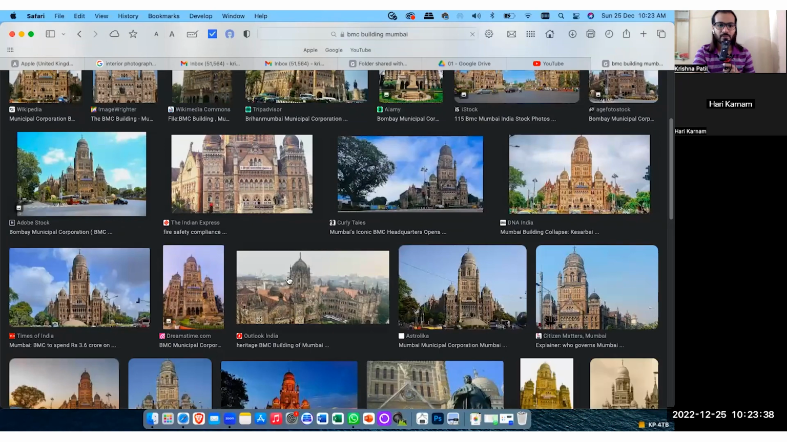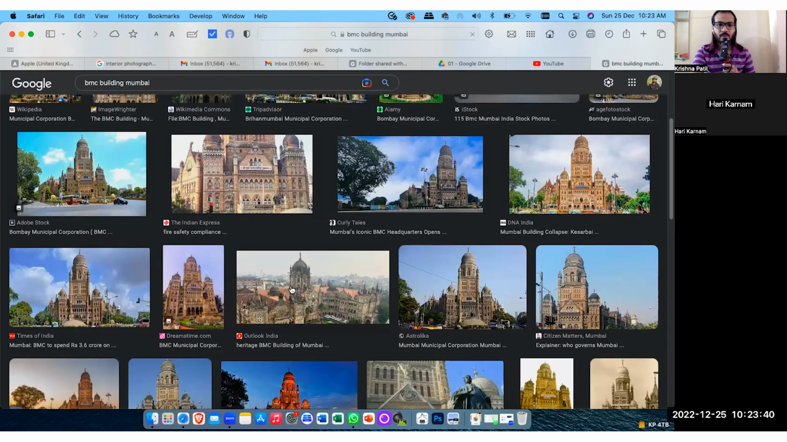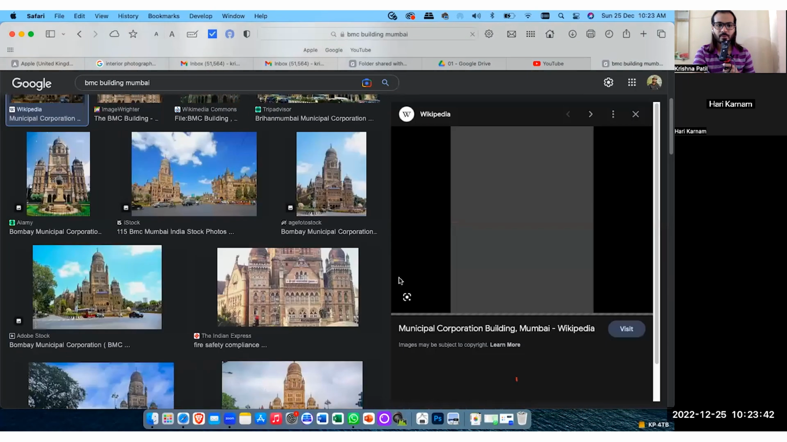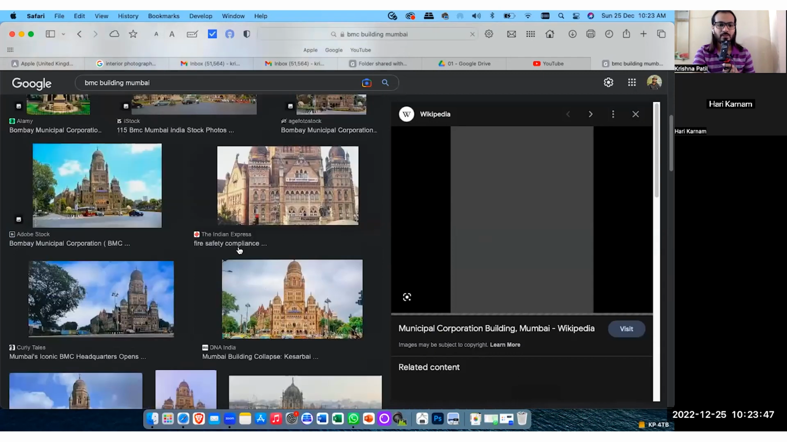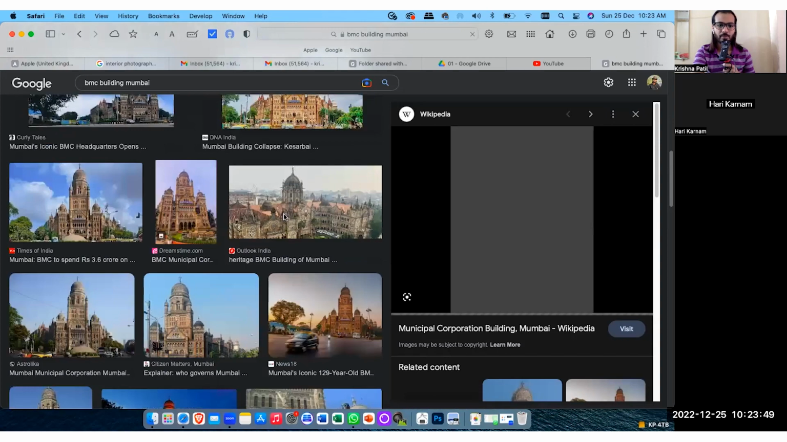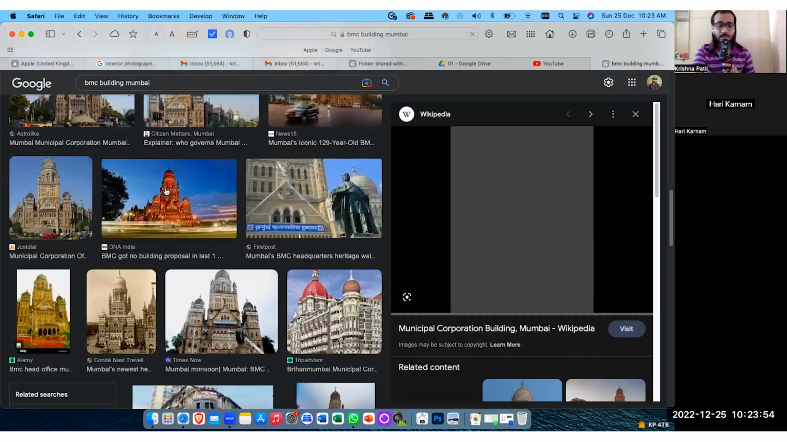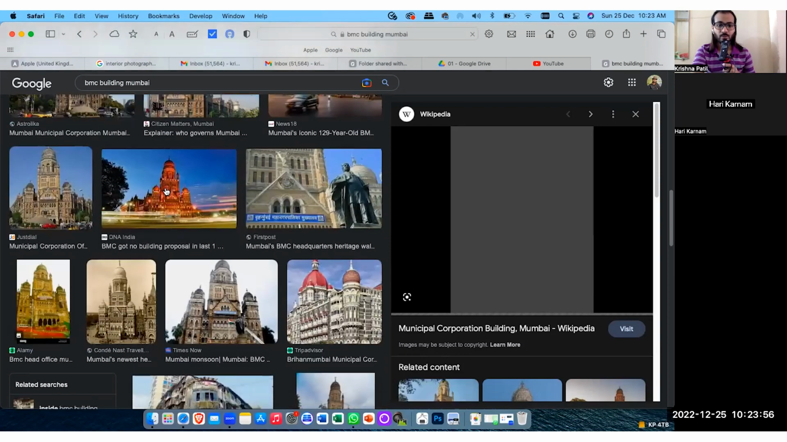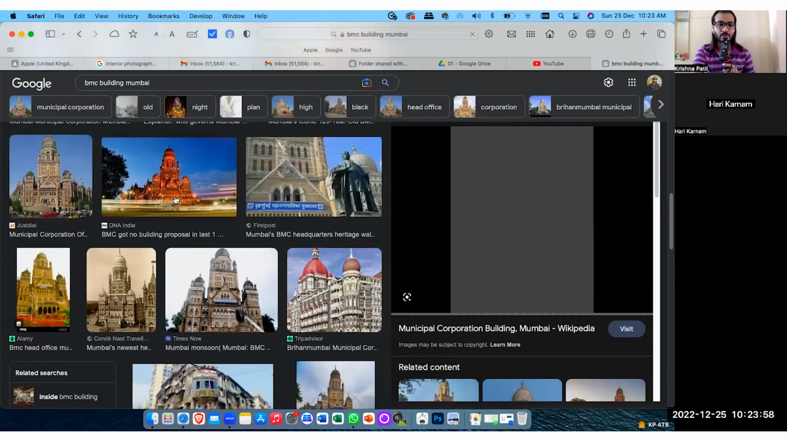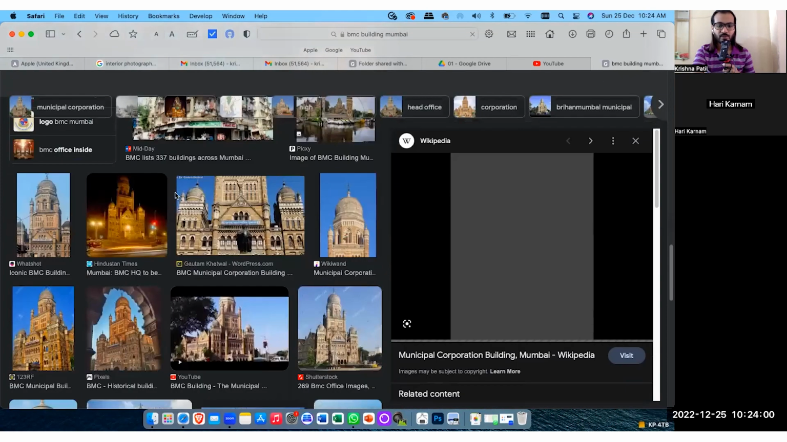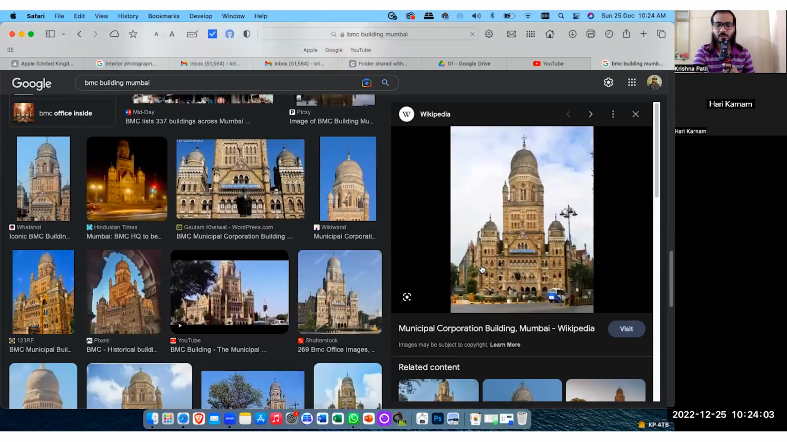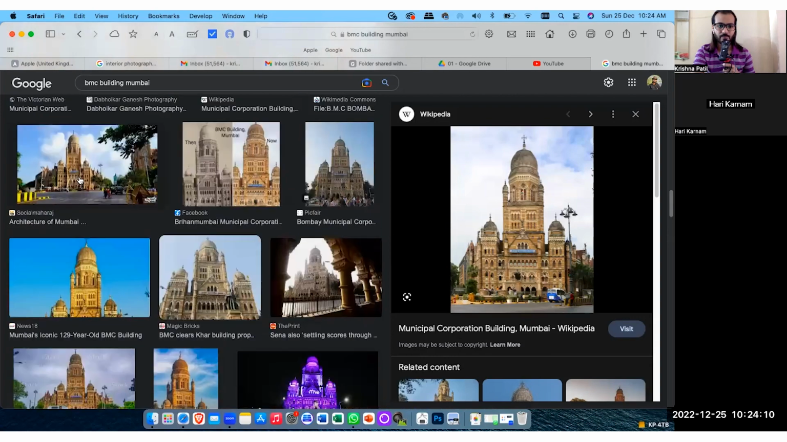This is the actual building, which is a drone shot. It was built by the British, and it is still the headquarters of the Mumbai Police and also the Mumbai Mahanagar Palika. There are a lot of competitions for this particular shot. People from different states, very well-known photographers, come and try to capture this building in different lighting scenarios.